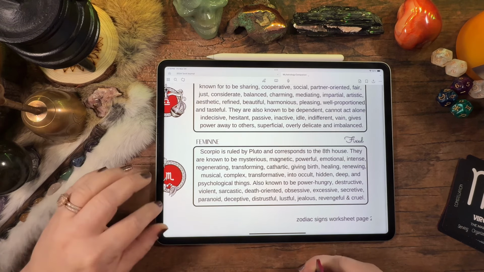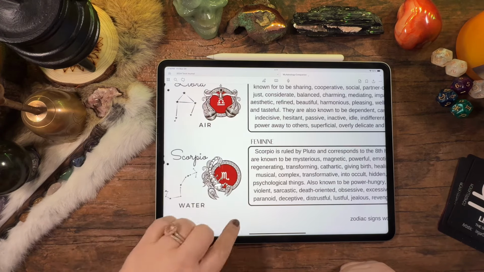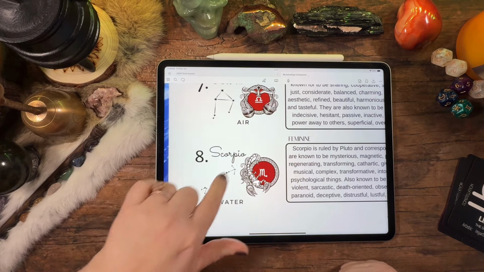See what I'm saying? So then we move on to Scorpio. Scorpio is a water sign. This is what the constellation looks like.